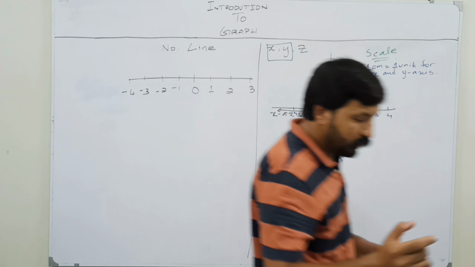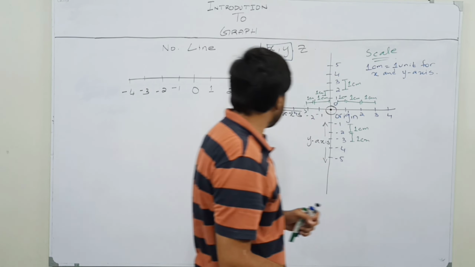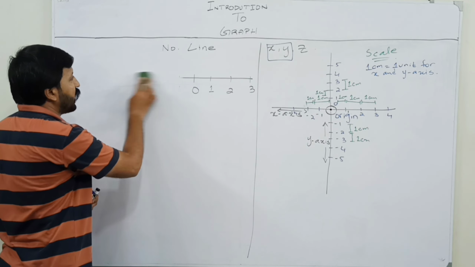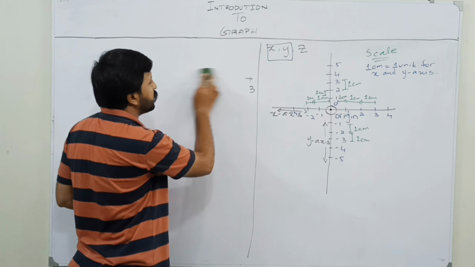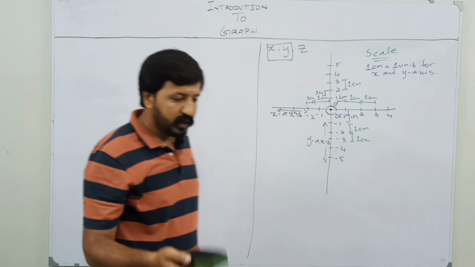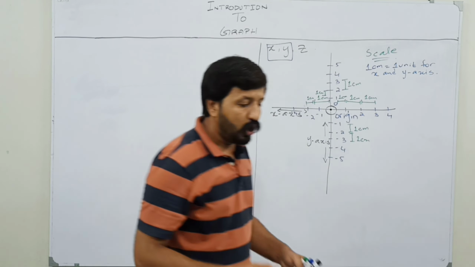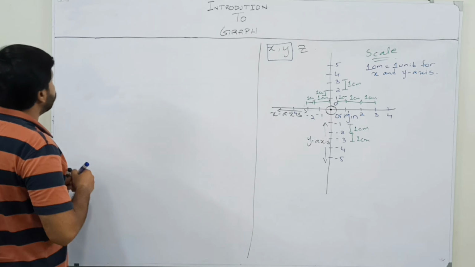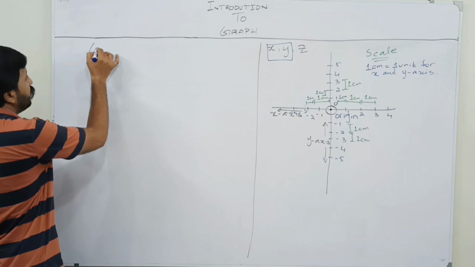Okay, now we are going to discuss about the markings. If we have some points or if we have some ordered pair. Okay, I use the word ordered pair.